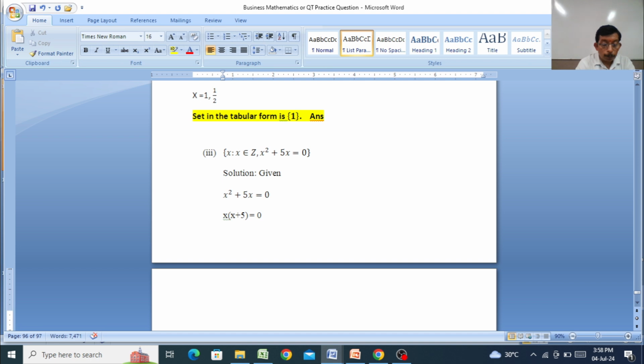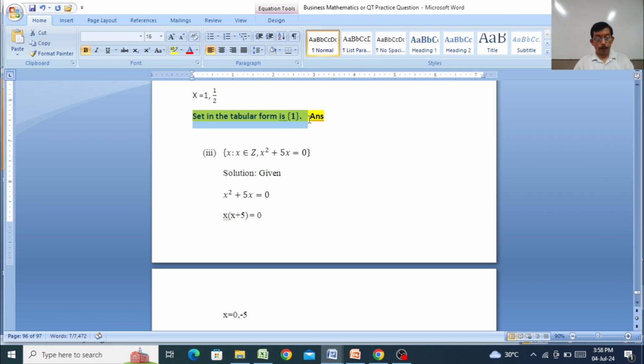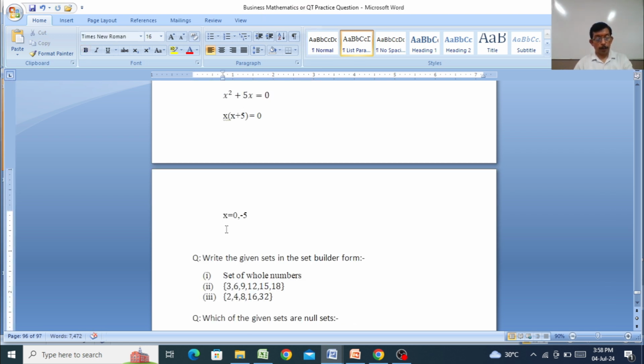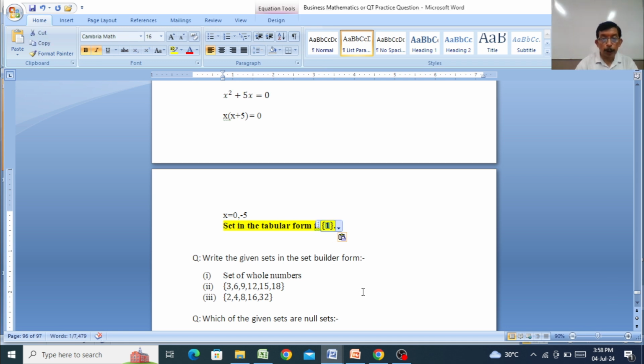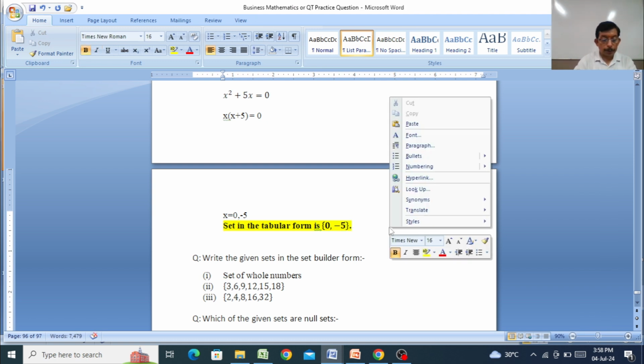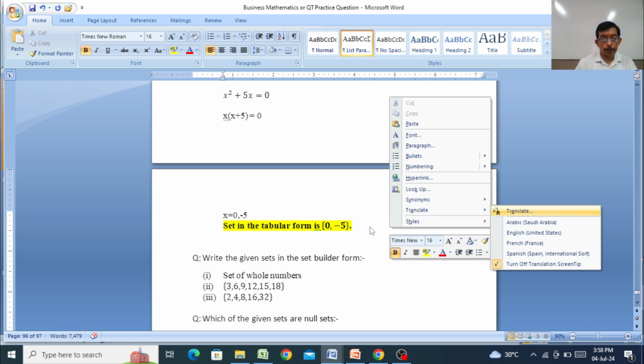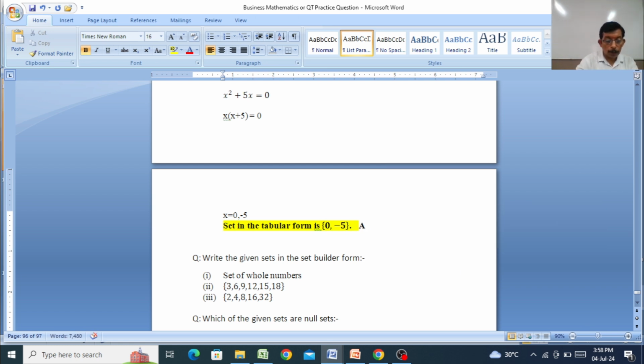Now the value of x is equal to 0, comma minus 5, and the set in tabular form is 0, minus 5. Both are integers, so the answer is 0 and minus 5. 0, comma minus 5 is the answer of the given set. Is it clear, everyone?